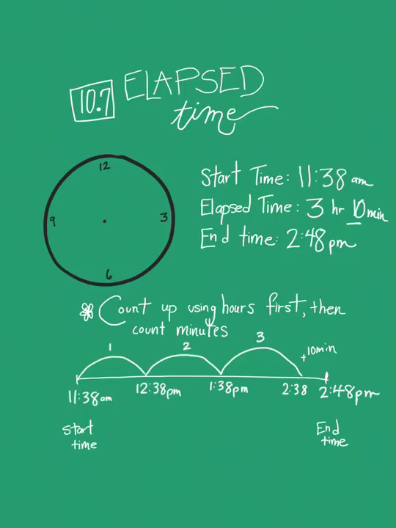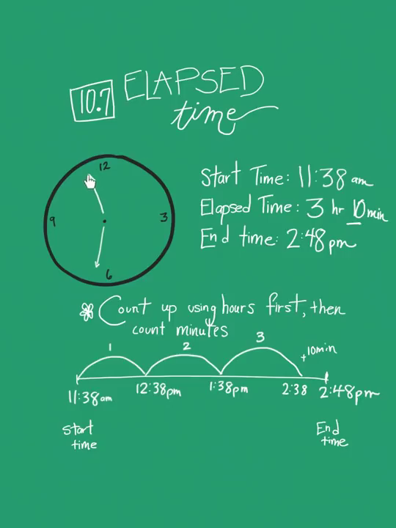Okay? All right, I think that you should probably be able to do this by now. Just remember to count up. You can also use the clock if you want to, if that's easier for you. You could go to 11:38 a.m. You would draw that on the clock. And then you would count how many times it goes around.